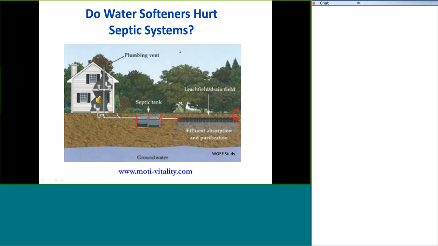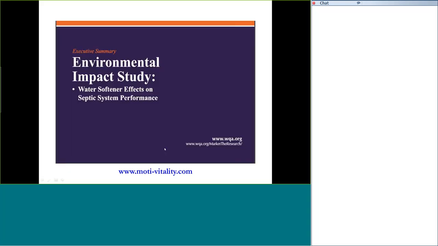So, getting back to the question, do water softeners hurt septic systems? The septic system companies all said the salt water will kill the good bacteria and make it a real problem, and so on. The cool thing is that, thanks to the Water Quality Association and the Water Quality Research Foundation, there is an actual study that addresses this very issue.